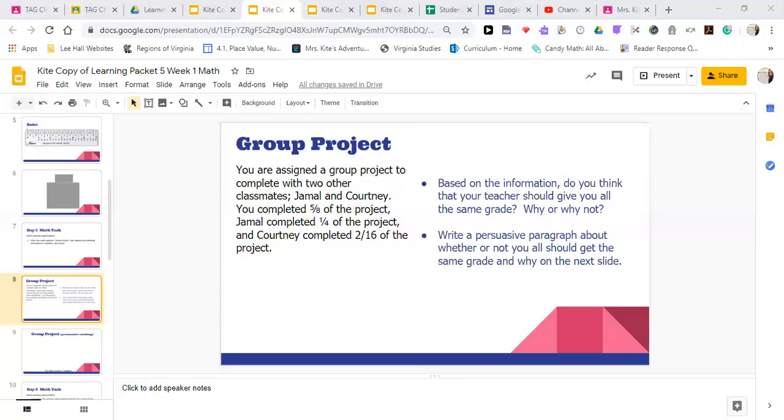But we talked about there being another way to compare those, and there is. So another way is to find the common denominator. So up here, we're going to write those fractions again. We have 5/8. We have 1/4. Keep that down here. And we have 2/16.